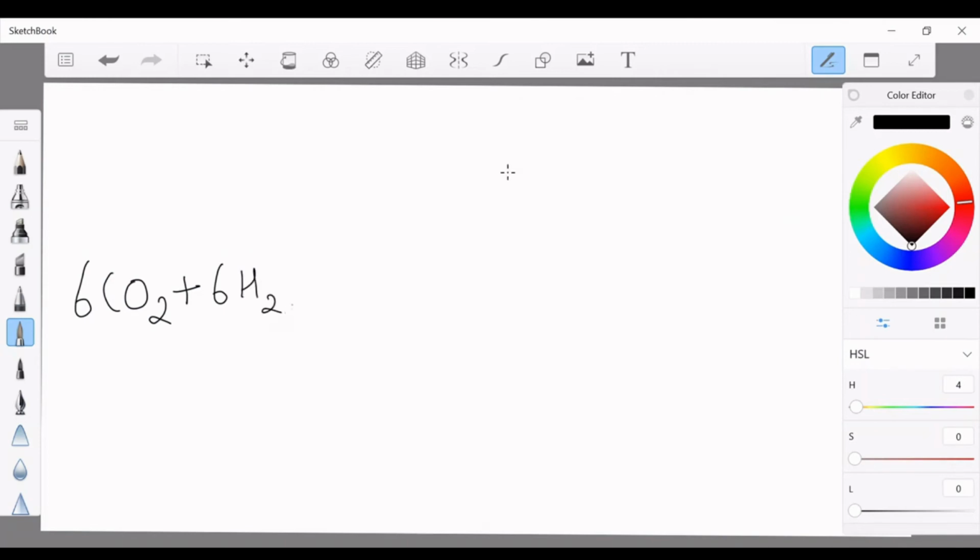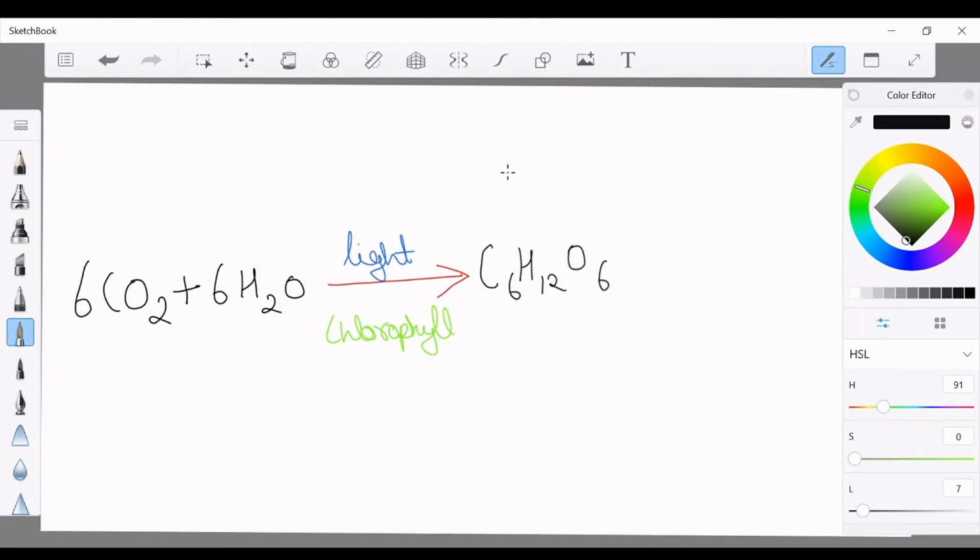The reaction is as follows: 6 CO2, that is carbon dioxide, plus 6 H2O, that is water, in the presence of light as well as chlorophyll in the leaves, gives us C6H12O6 plus 6 O2, glucose plus oxygen. Thank you.